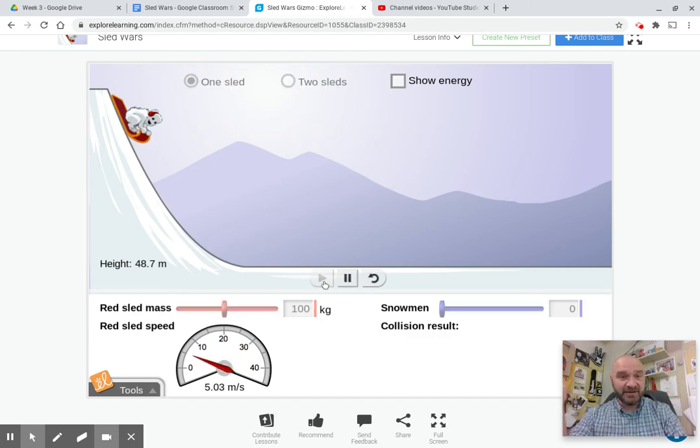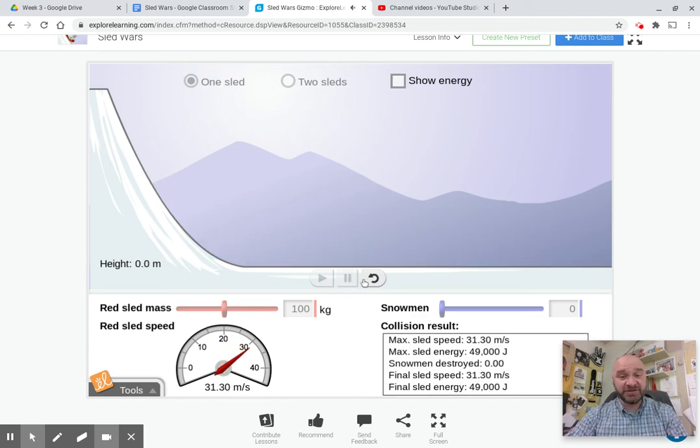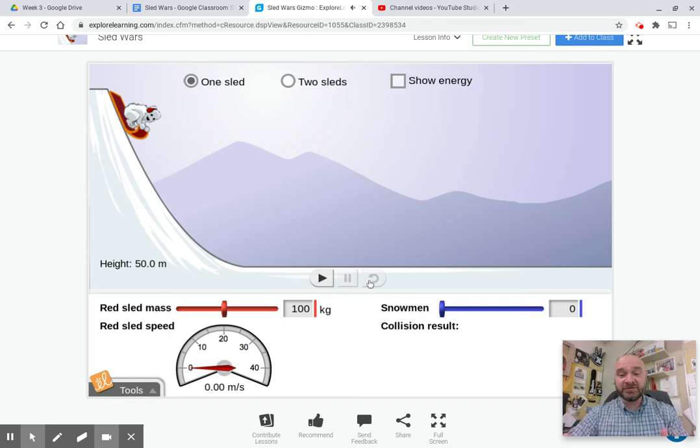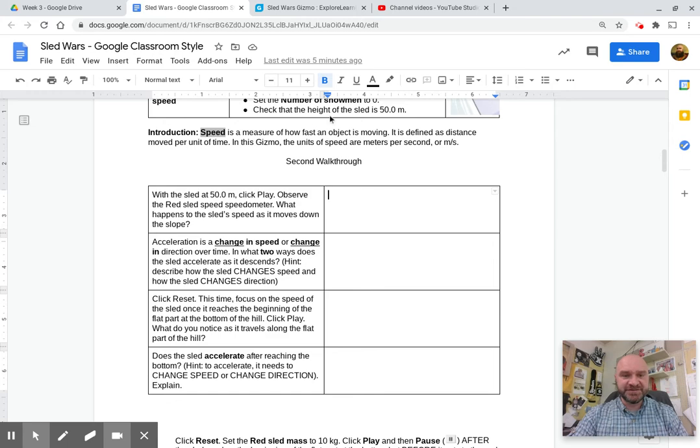Here's a hint. It moved forward. That's its change in direction. All right, it went from not moving to moving forward. That's acceleration because it changed in direction. It went from no direction to moving forward. All right, let's see if there's anything else.